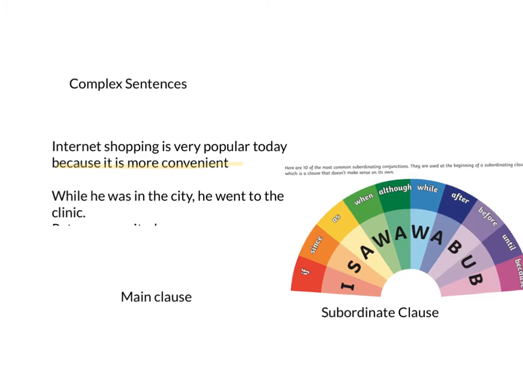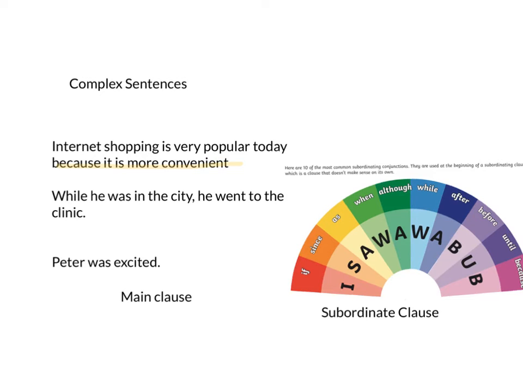So the main clause there is "he went to the clinic." And our subordinate clause is "while he was in the city," because "while he was in the city" is not going to stand alone. You can't just say, "Hey, Jimmy, while he was in the city," because Jimmy once again would say that makes no sense, mate. But it needs that main clause to prop it up.